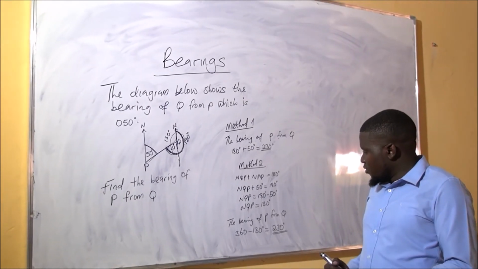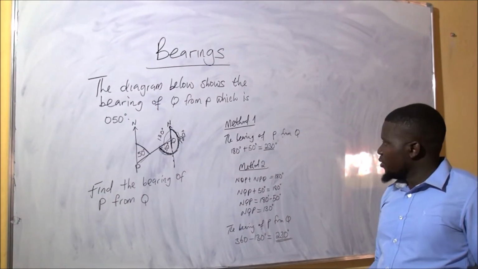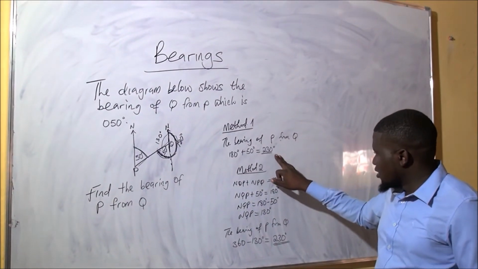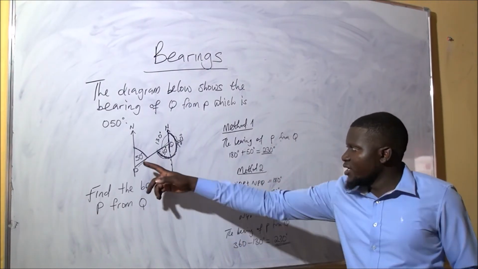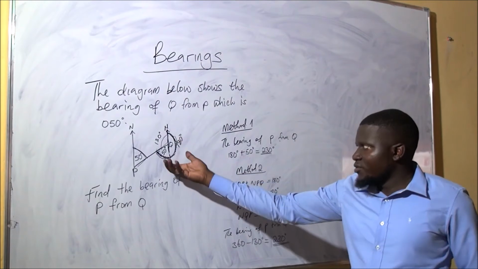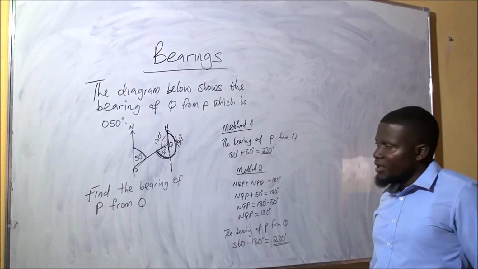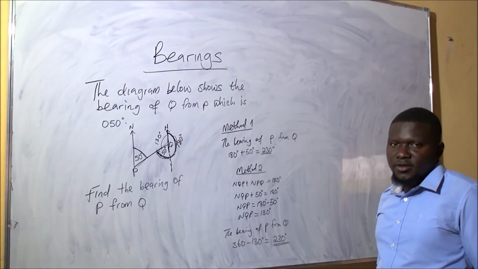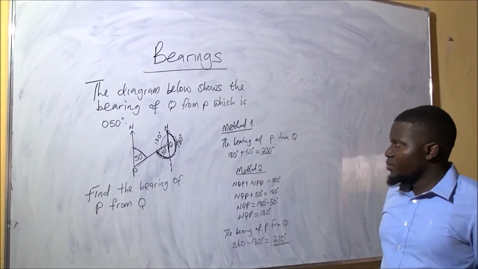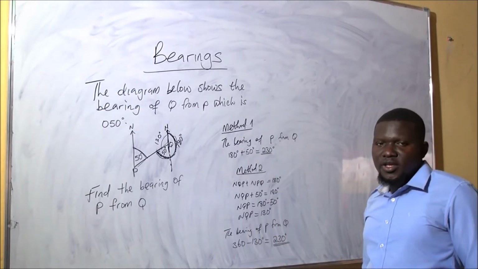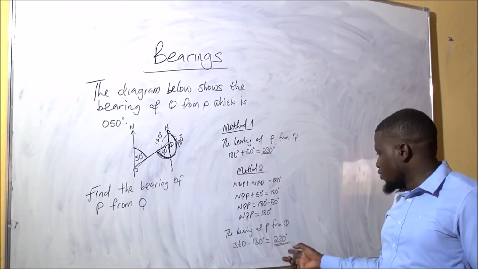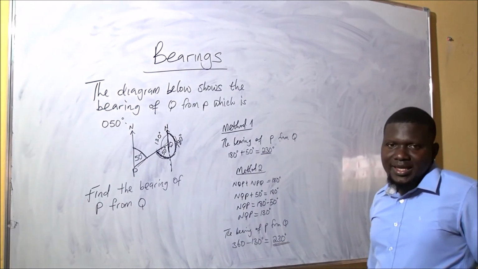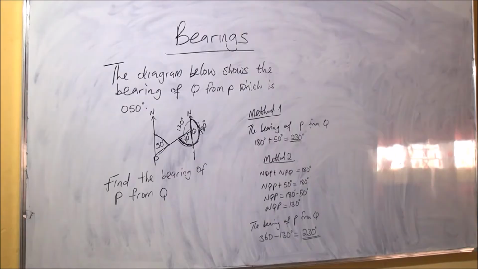This is the way you can solve this problem also. You can either use this method, or you can also use this method for finding the straight line, this angle, then you subtract from 360 for you to find the angle there. So on bearings, this is how we calculate on bearings. This is how we can calculate the bearing of this from that. P from Q is 230 degrees.